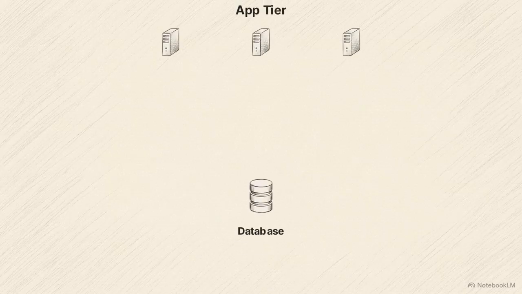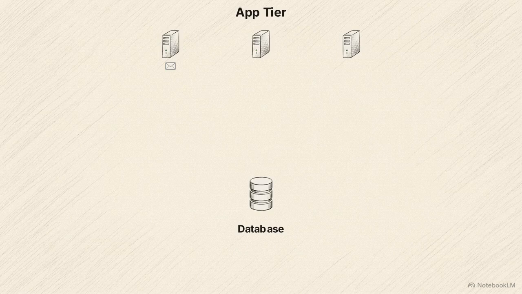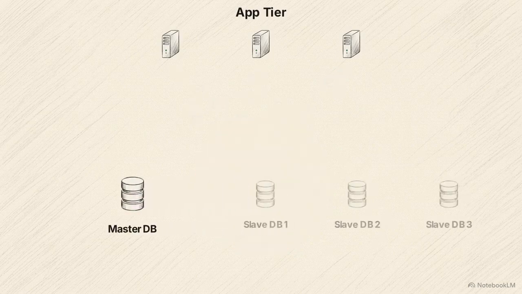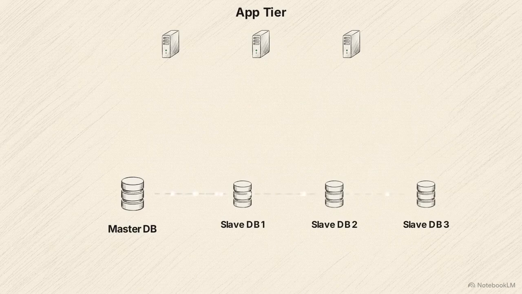Our horizontally scaled app servers funnel a massive volume of traffic into a single database. Under heavy read traffic, the database becomes the ultimate choke point. Queries begin to queue up. The solution is the master-slave replication pattern. We split the single database into one master node and several replicated slave nodes that copy the data in real time. This requires a strict routing rule.